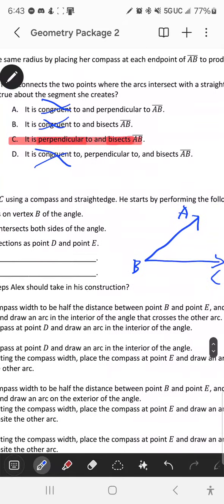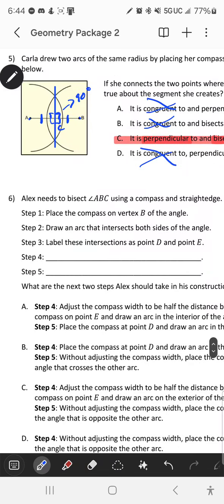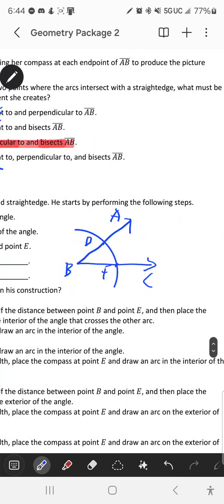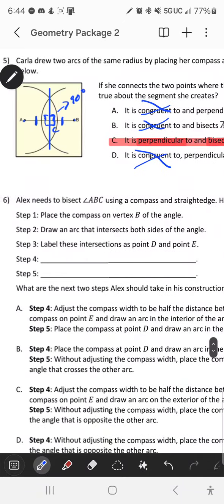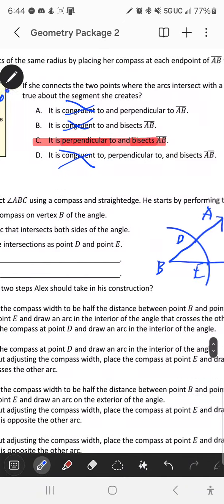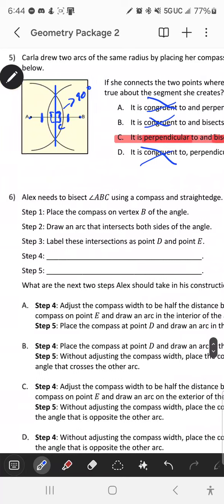Draw an arc that intersects both sides of the angle. Okay. And this is going to be D, F, or D, E. So D, E. Okay. Label this intersection at point D, E.